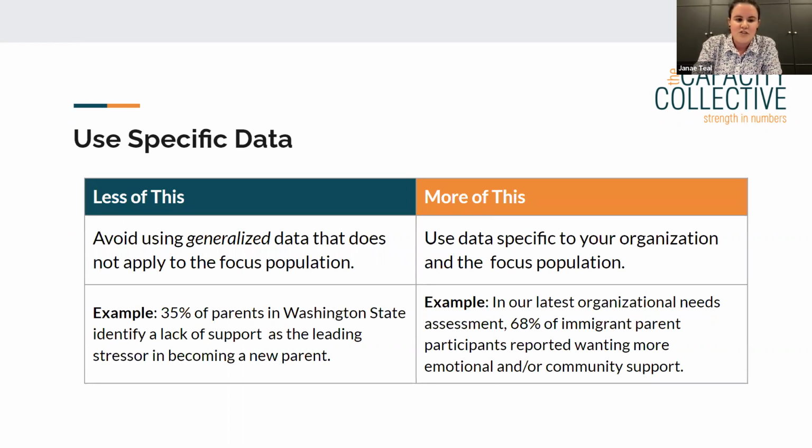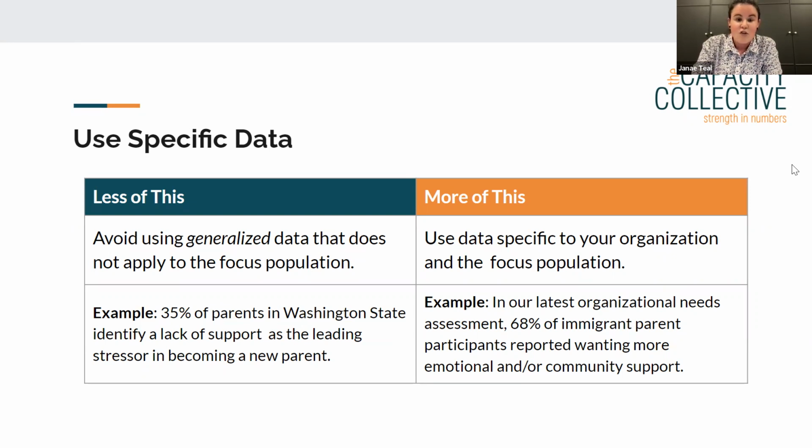So the first thing that you need to do to have a strong needs statement and to use data within your application is to use specific data. You need to avoid using generalized data that does not apply to the focus population. So for example, in your application, if you were to say 35% of parents in Washington state identify lack of support as a leading stressor in becoming a new parent. Okay, that's great. What it doesn't do is it does not apply specifically to the need of immigrant and refugee mothers in King County. So while it's a good example, it's a bit too broad for the population that you are trying to identify as being in need.